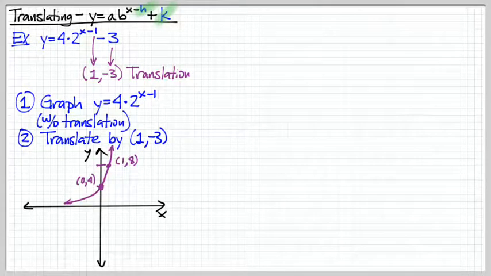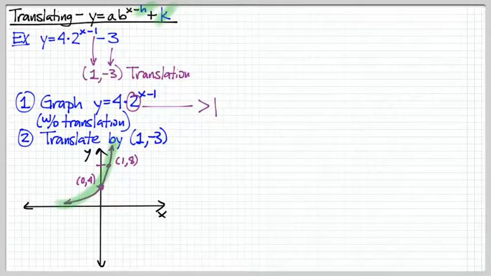So let's start off by graphing the untranslated version. We plot out 2 points, and we know it's a growth function because we know that the base here is greater than 1. Now we want to translate everything by this value 1, negative 3. So we're going to take the first point and move it over to the right by 1, and we're going to move it down by 3. So the 1 will become a 2, and the 8 will become a 5.